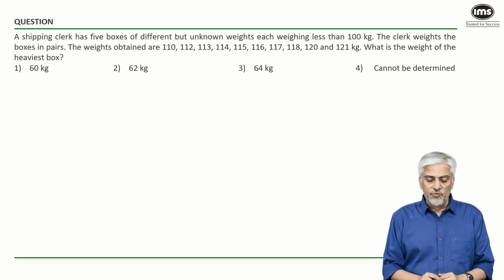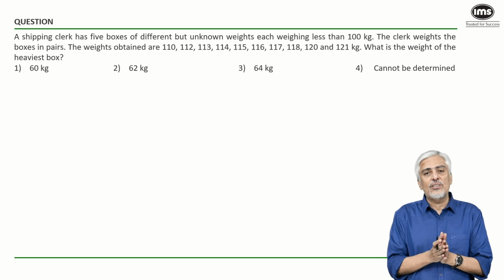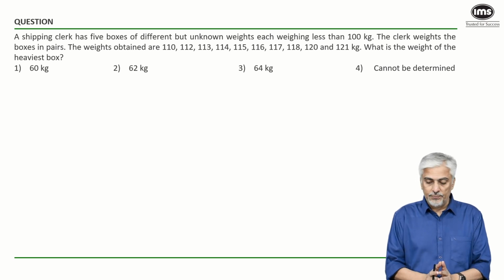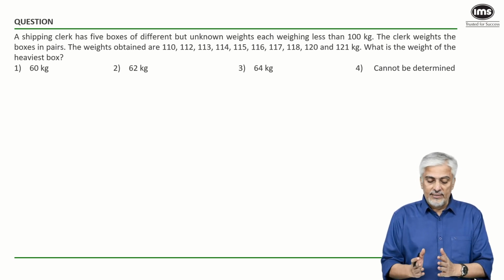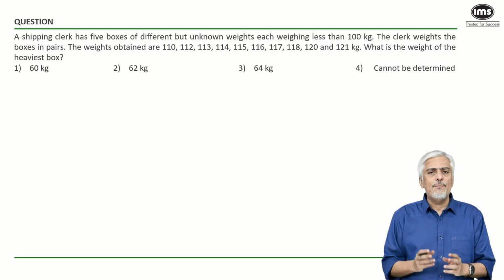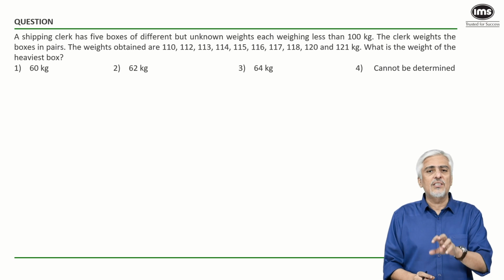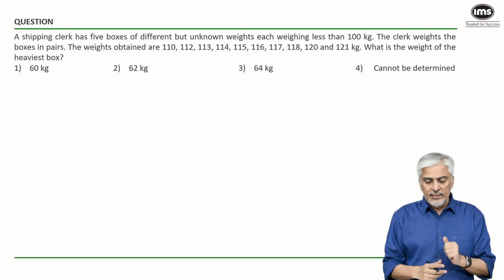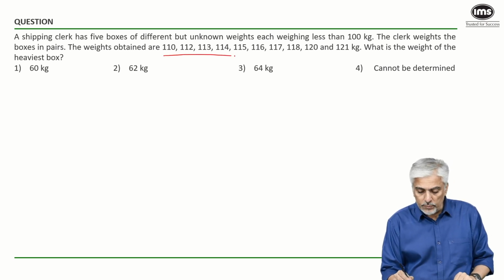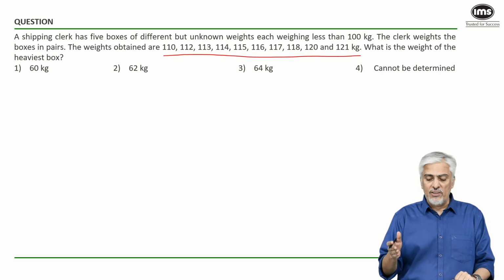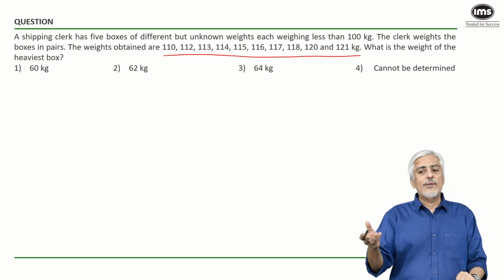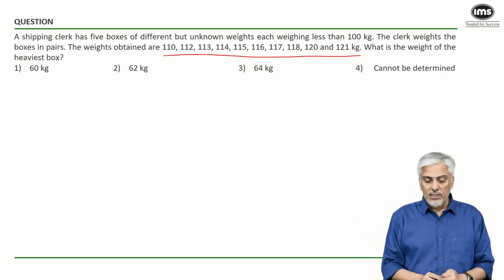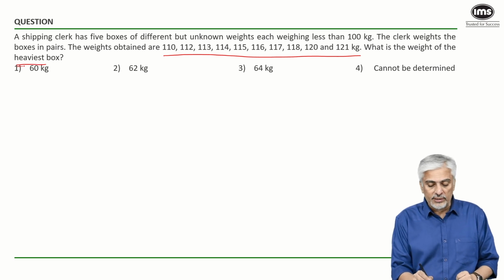A shipping clerk has 5 boxes of different but unknown weights, each weighing less than 100 kgs. So each of the 5 boxes is less than 100 kgs. The clerk weighs the boxes in pairs. He puts the boxes in pairs. So first box with the second, first with third, first with fourth, and so on. The weights obtained are 110, 112, 113, 114, 115, 116, 117, 118, 120 and 121. These are the pairs which we get. What is the weight of the heaviest box?